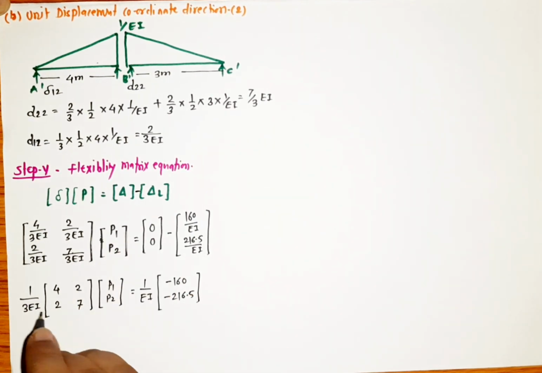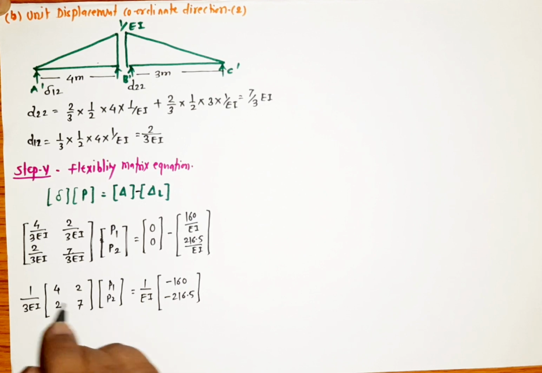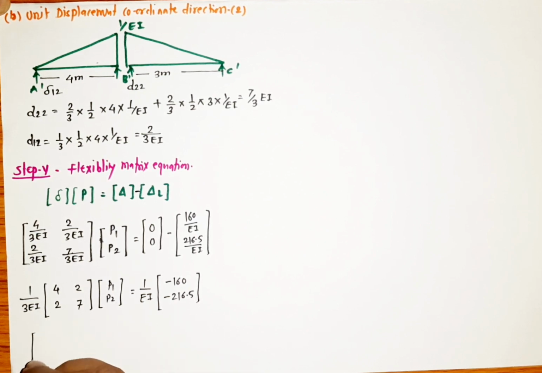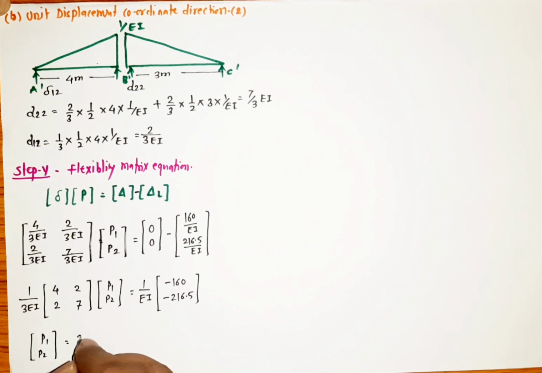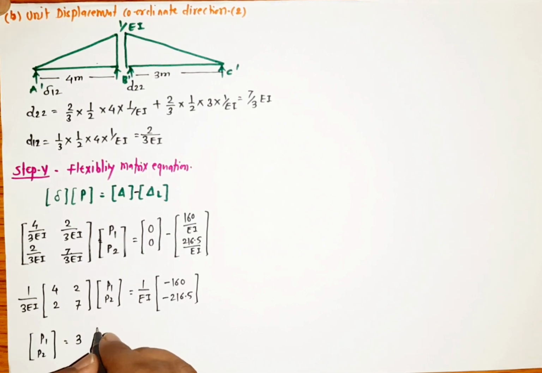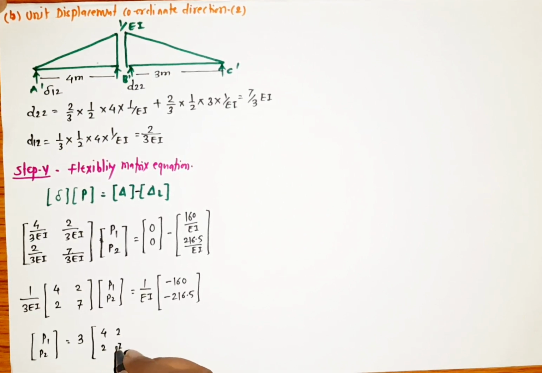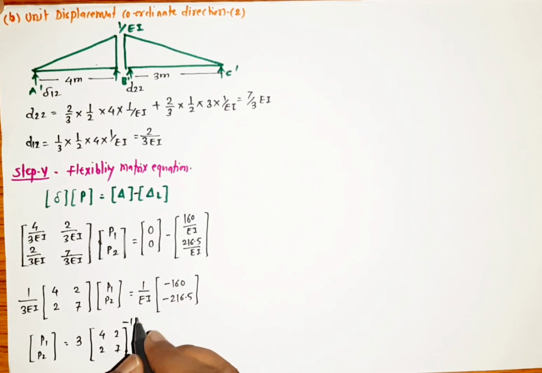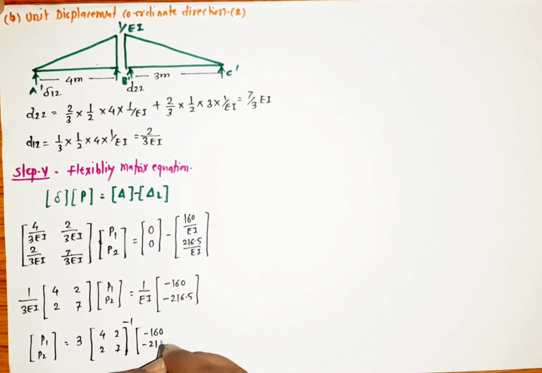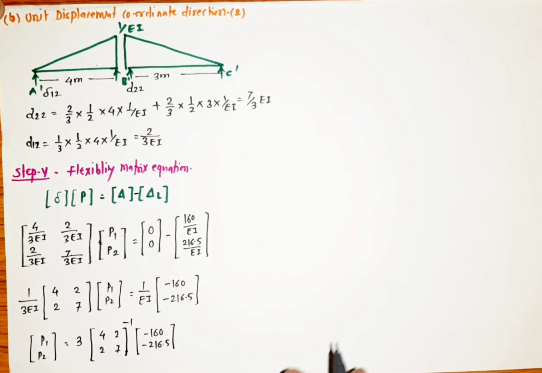Okay. So now we want to find out P1 and P2. Here we can rearrange it, and it can be P1 P2 is equal to thrice EI will get cancelled. It will be thrice into 4 2 2 7, and we want the inverse of it into minus 160 and minus 216.5. Now when we solve the inverse, we will get the final values.